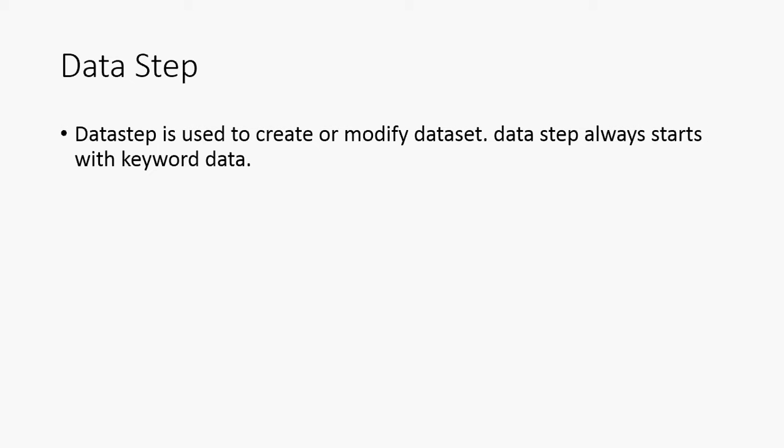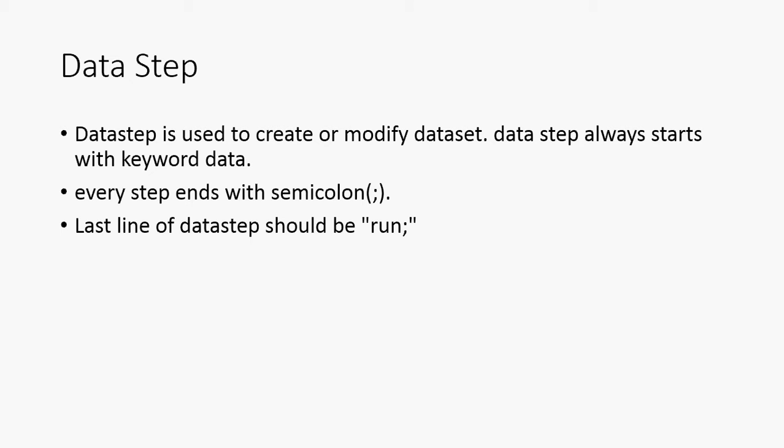First is data step. So data step is used to create or modify dataset. It always starts with the data keyword. Every statement of a data step ends with a semicolon, like in other programming languages such as C, C++. The last line of every data step is the run statement, and that should also end with a semicolon.